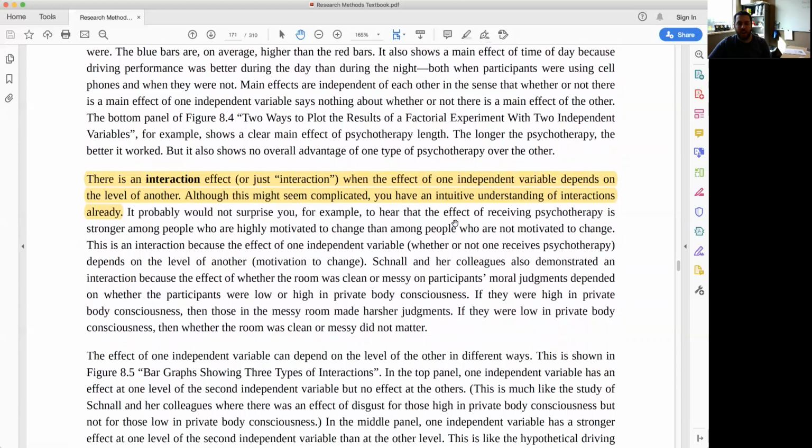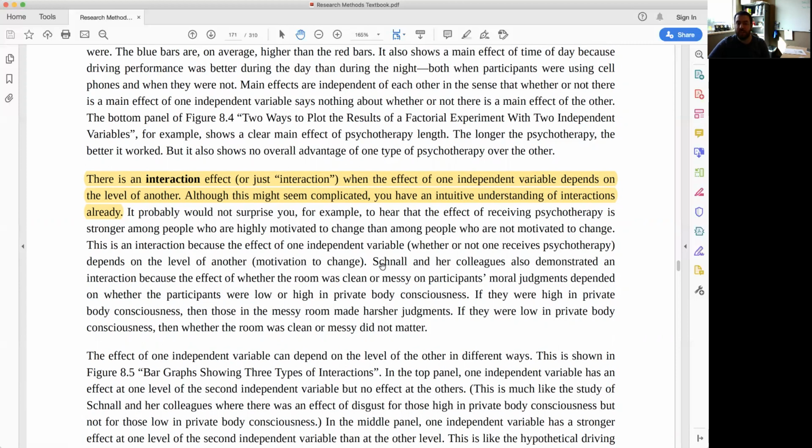So ultimately, your textbook uses this example of the effect of receiving psychotherapy is stronger among people who are highly motivated to change than among people who are not motivated to change. And it's probably not groundbreaking. It's something that you probably would guess, that if somebody is going through therapy and they actually want to be there and they're motivated to change something about themselves, that therapy is probably going to be viewed as more beneficial and it's going to have a better effect than somebody who is forced to go.